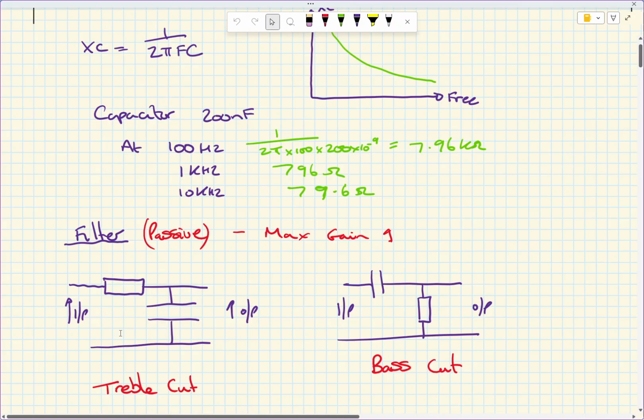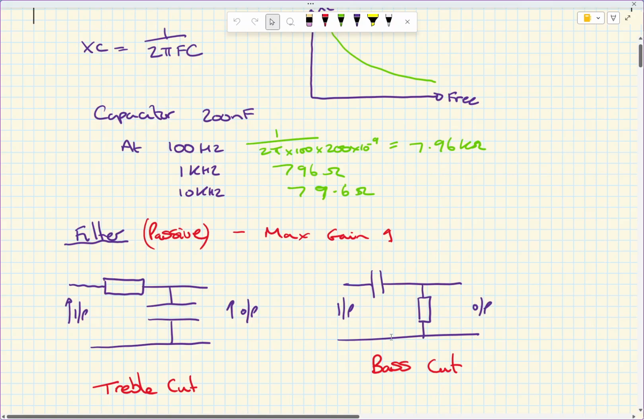Now we've got these two passive filters, a treble cut and a bass cut. How do I remember it? Well, on this one the capacitor comes before the resistor, so this is the easiest one to remember. So bass cut comes before. On this one, the capacitor comes after: treble cut. It's far easier when we talk about the active filters, but try and remember this one: the capacitor comes before, so that's the bass cut.